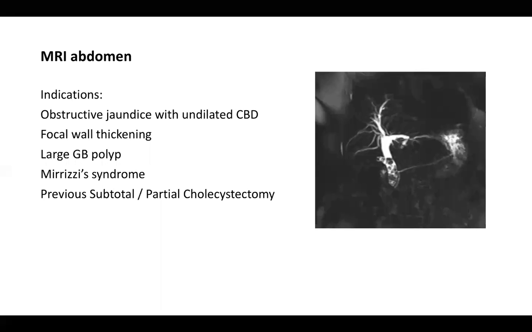Suppose the ultrasound shows a focal wall thickening and the clinical suspicion for a carcinoma gallbladder is there, and this is more towards the cystic duct, I would prefer to do an MRCP, an MRI with an MRCP. If it is more towards the fundus, I would prefer to do a CT scan. So my indications amongst all of this will be the first one, obstructive jaundice with undilated CBD, and the last one, previous subtotal or partial cholecystectomy.